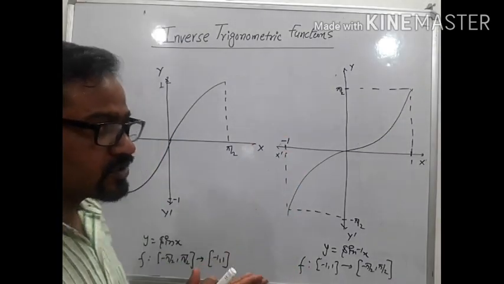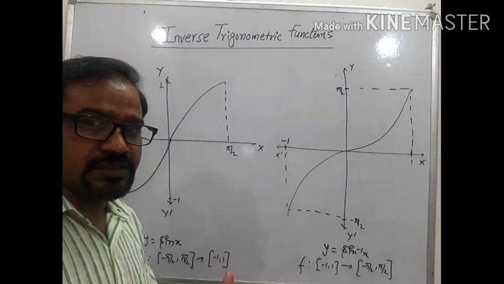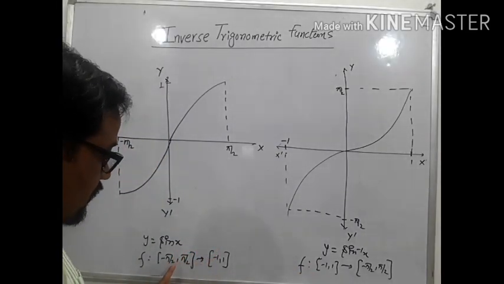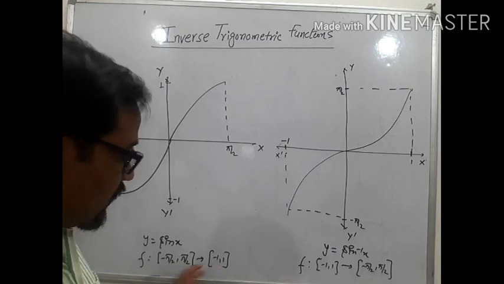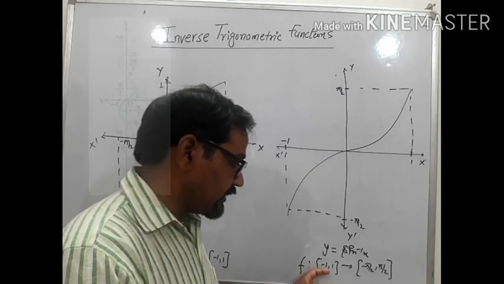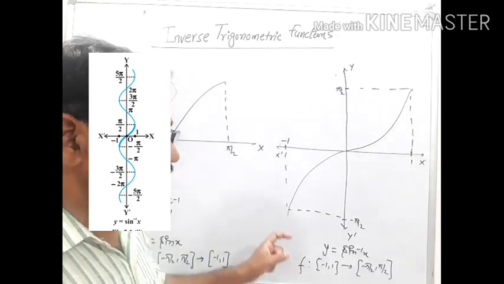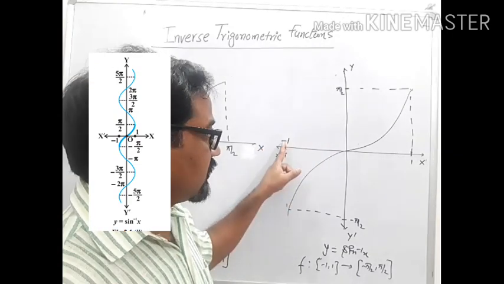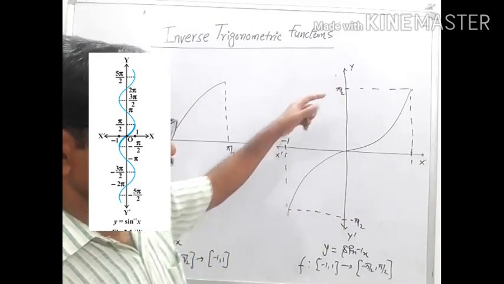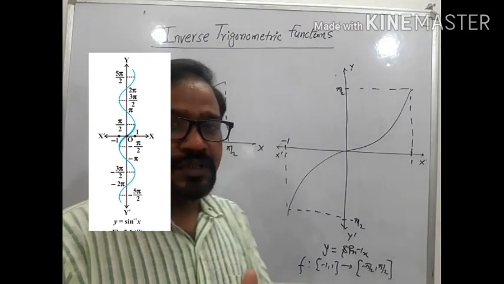Now for the inverse of sin x, we have to interchange the domain and range. Therefore the domain of the inverse function will be -1 to 1 and the codomain or range will be minus pi by 2 to pi by 2. So f from -1 to 1 to minus pi by 2 to pi by 2 is the inverse function of sine. On the x-axis it will be between -1 to 1 and on the y-axis between minus pi by 2 to pi by 2. So we have to interchange the domain and codomain. Therefore it becomes an invertible function.